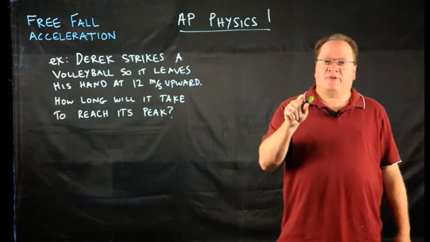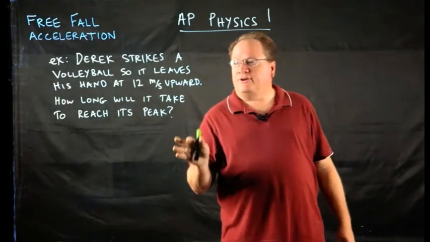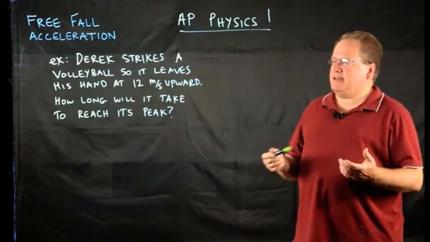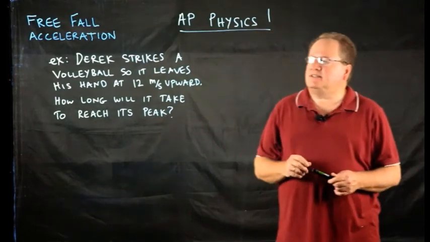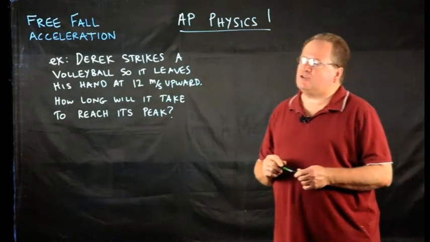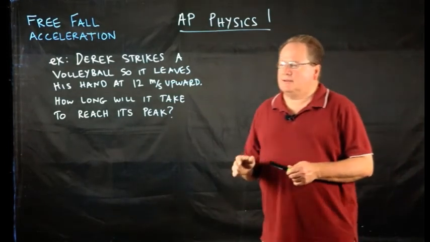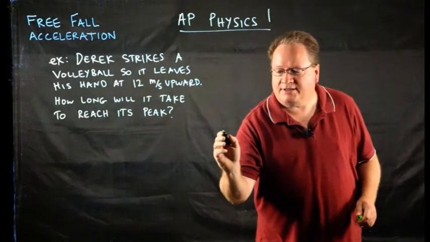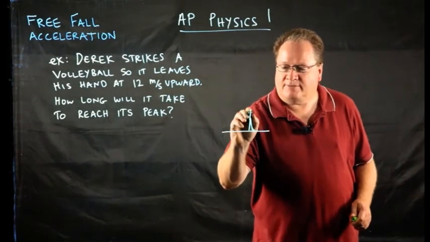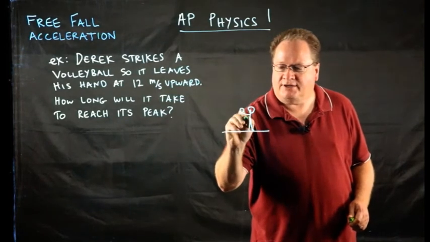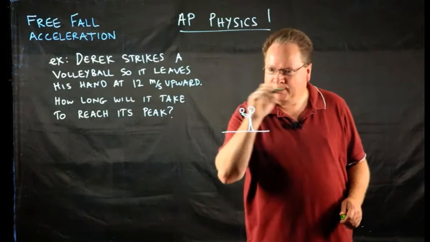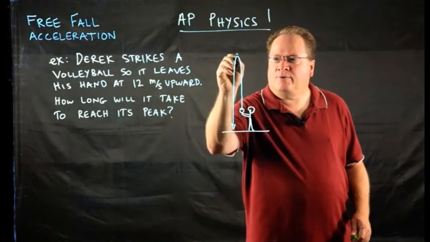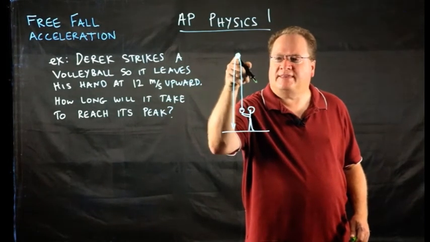All right, AP Physics. This example is for you as we talk about free fall acceleration and some of the problems that we may see involving it. So this one says that Derek strikes a volleyball so that it leaves his hand at 12 meters per second upward. How long will it take to reach its peak? So again, what we're saying here is that Derek's going to be standing on the floor. He is going to strike the volleyball, and the volleyball is going to go up and then back down. And we want to know how long is it going to be before it's at that location.